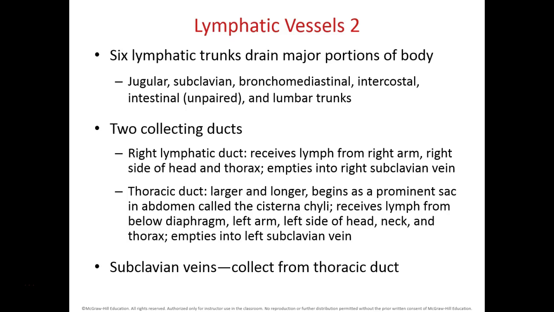So there are 2 collecting ducts. You have your right lymphatic duct. This receives lymph from the right arm, the right side of the head, and the thorax, and it empties into the right subclavian vein. Your thoracic duct is larger and longer, and it begins as a sac in the abdomen called the cisterna chyli, and it receives lymph from below the diaphragm, the left arm, the left side of the head and neck, and the thorax, and it empties into the left subclavian vein. And so the subclavian veins collect from the ducts.